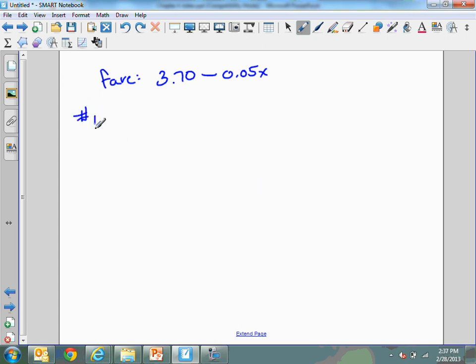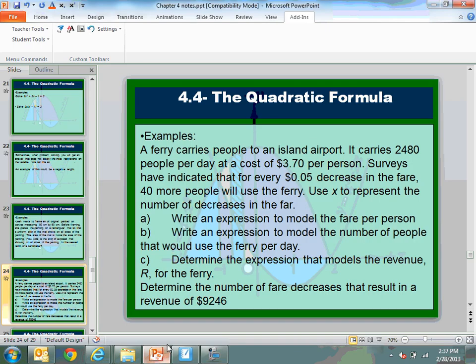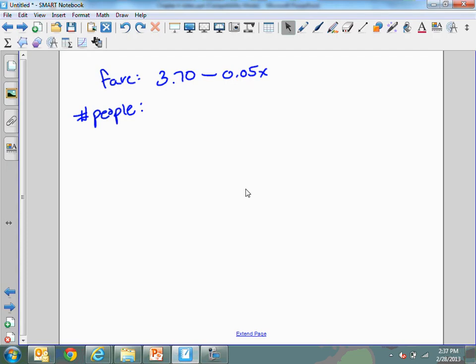The number of people was, in the question it tells us 2,480 will originally ride. But we're going to gain people, so we're adding 40 people every time we discount it. So X is the number of discounts.